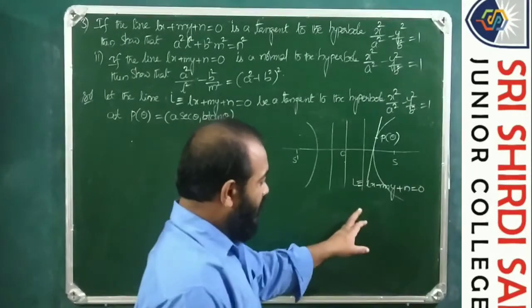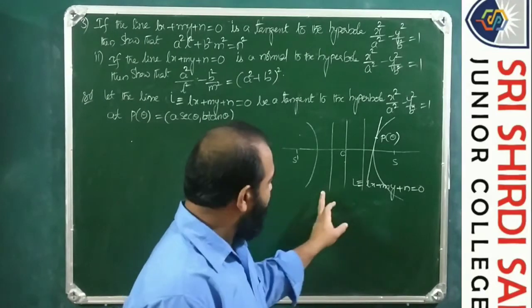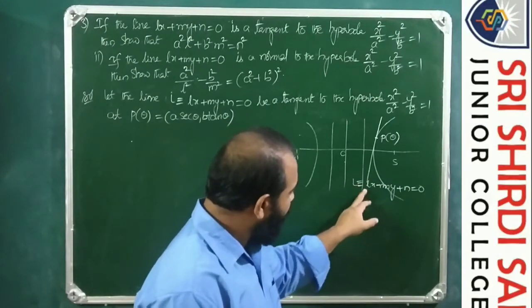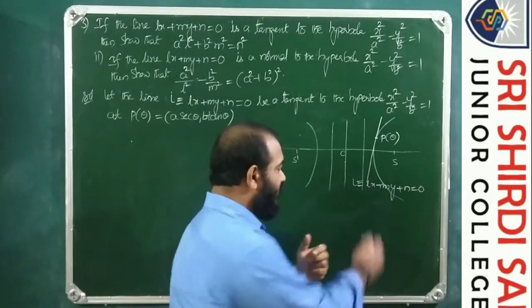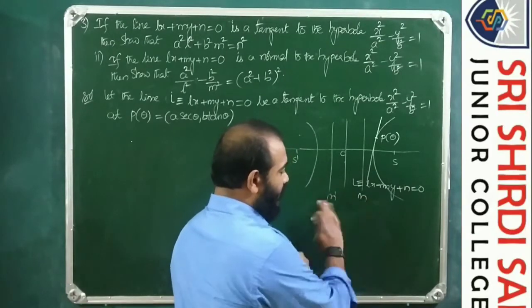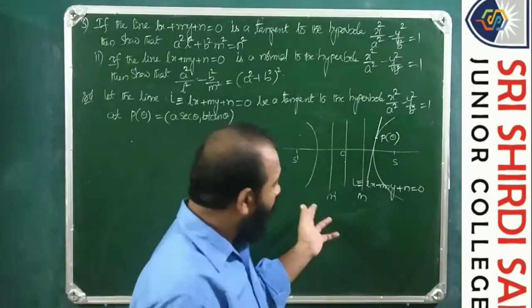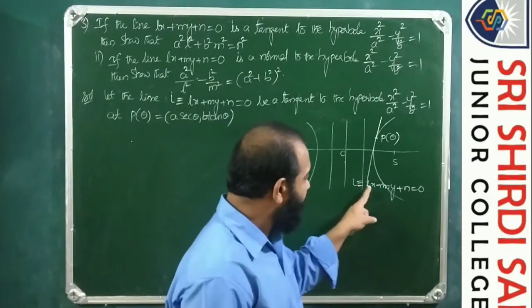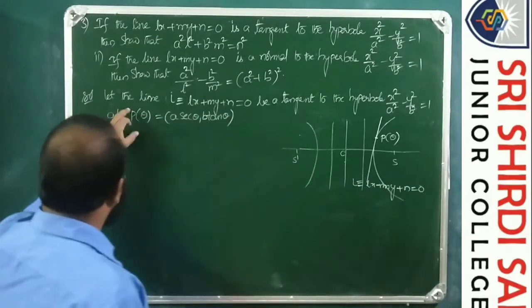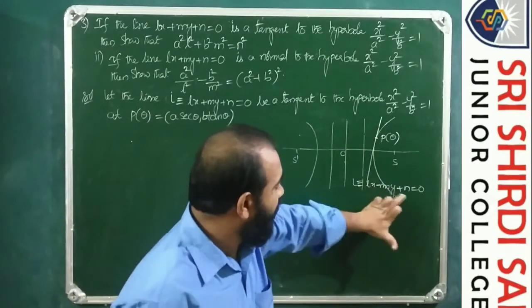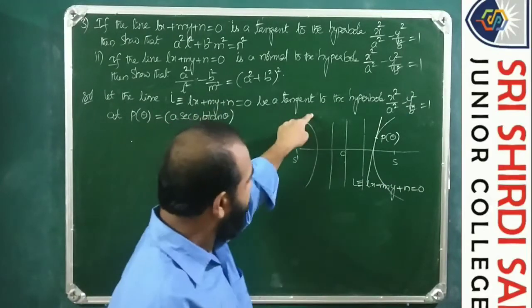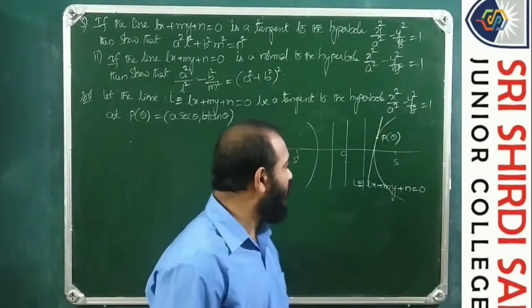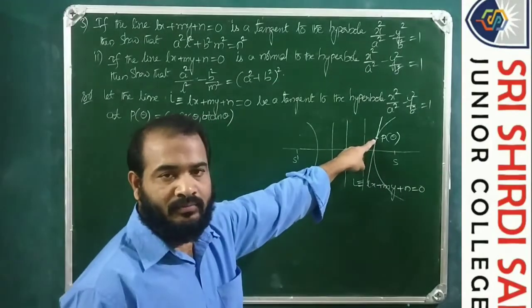So the directrices are L equals 0, L dash equals 0, but that is not necessary here. So L is Lx plus My plus N equals 0. Let the line Lx plus My plus N equals 0 be a tangent to the hyperbola x square by a square minus y square by b square equals 1 at the parametric point.